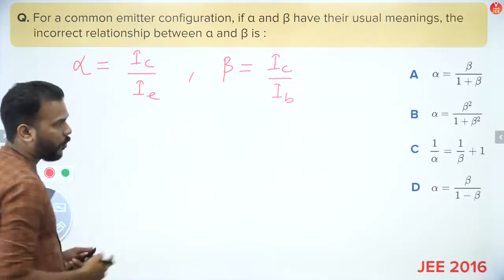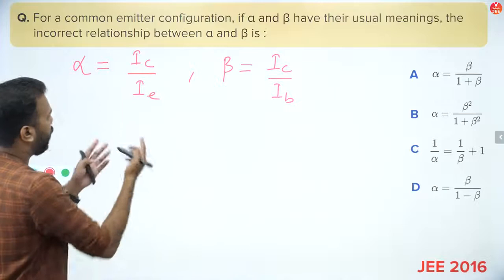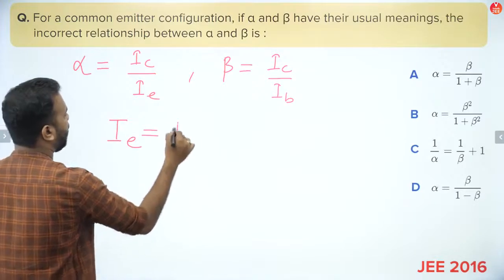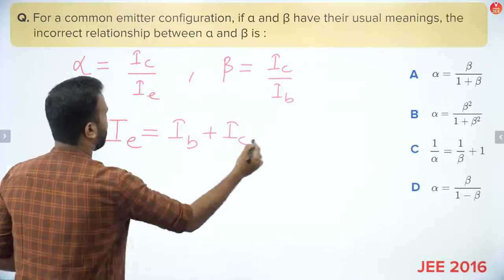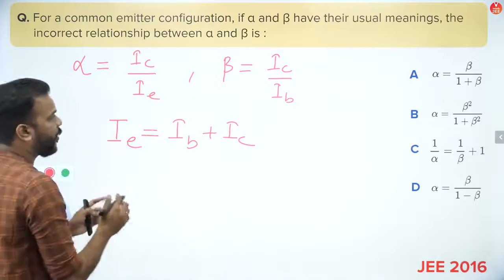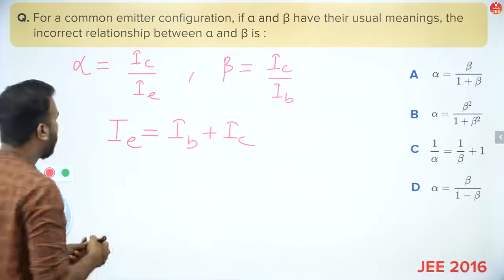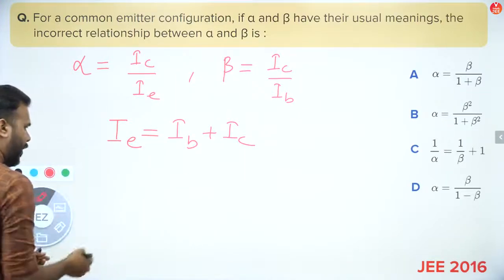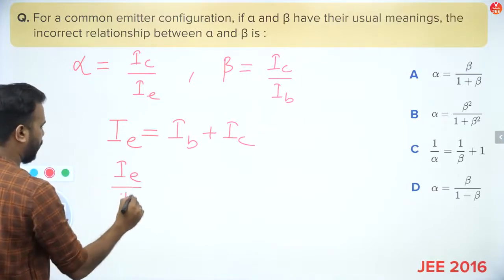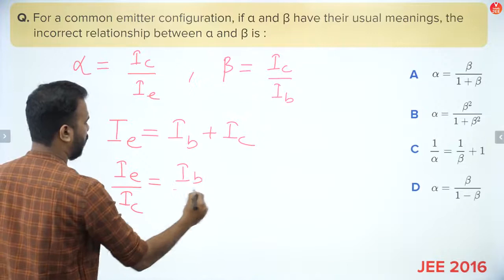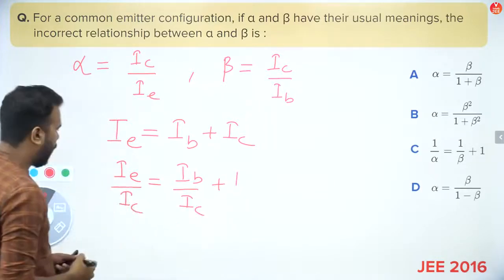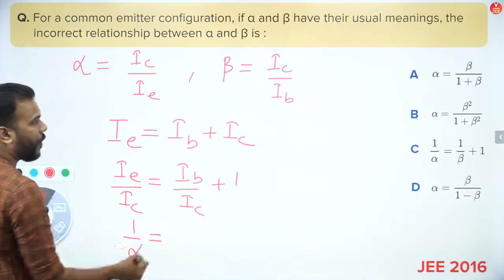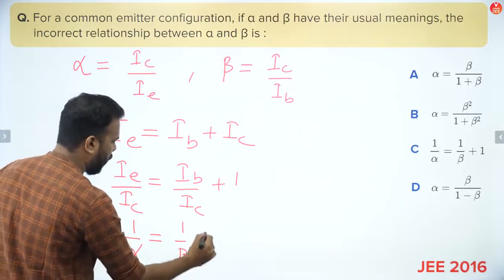And because we want to find a correlation between alpha and beta, we need to somehow have a relation between IE, IB and IC, and I'm sure that you are aware that IE is equal to IB plus IC. Now I have to use this information, convert it into alpha and beta and find out the relation between them. Because I can see that IC is the common factor between alpha and beta both, I'm going to divide this entire equation by IC. Okay, so this becomes the rearranged equation, and now what you see, IE by IC is basically 1 upon alpha, and IB by IC is 1 upon beta plus 1.